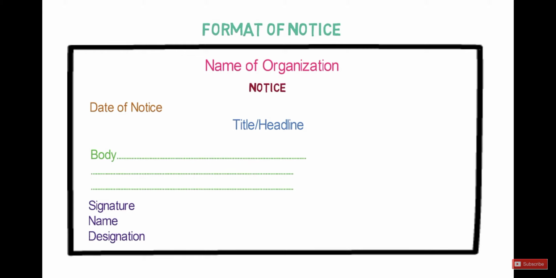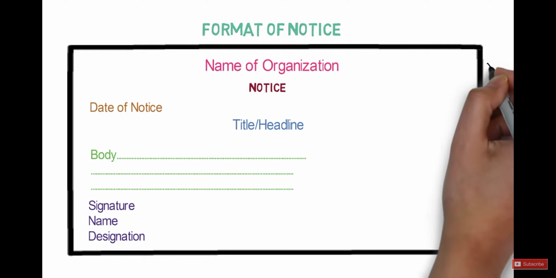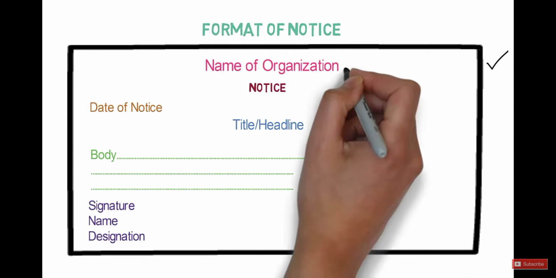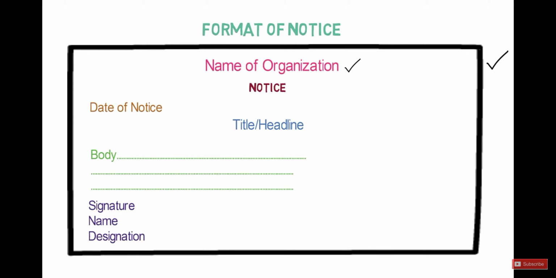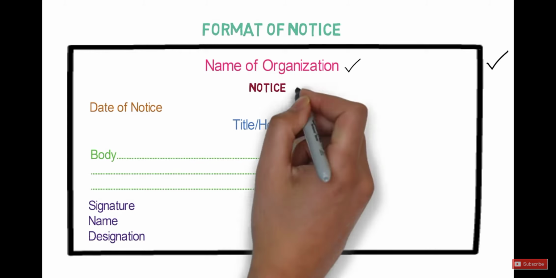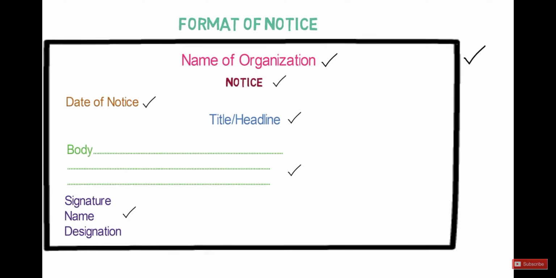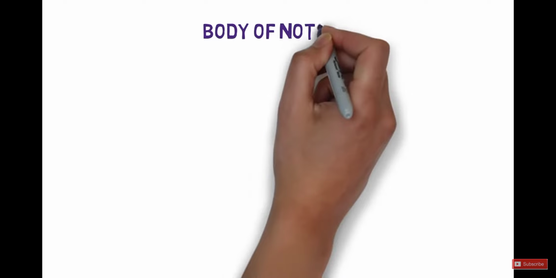Again, I will repeat the entire format quickly. Firstly, draw a rectangular box. In that box, in the top middle portion, the name of the organization which is issuing the notice must be written. Then, right below it, the word notice needs to be written. Then on the left hand side, write the date on which the notice is issued. Below it, write the title of the notice. Then below it, the body of the notice comes, and after the body is completed, the signature, name and designation of the issuing authority come.